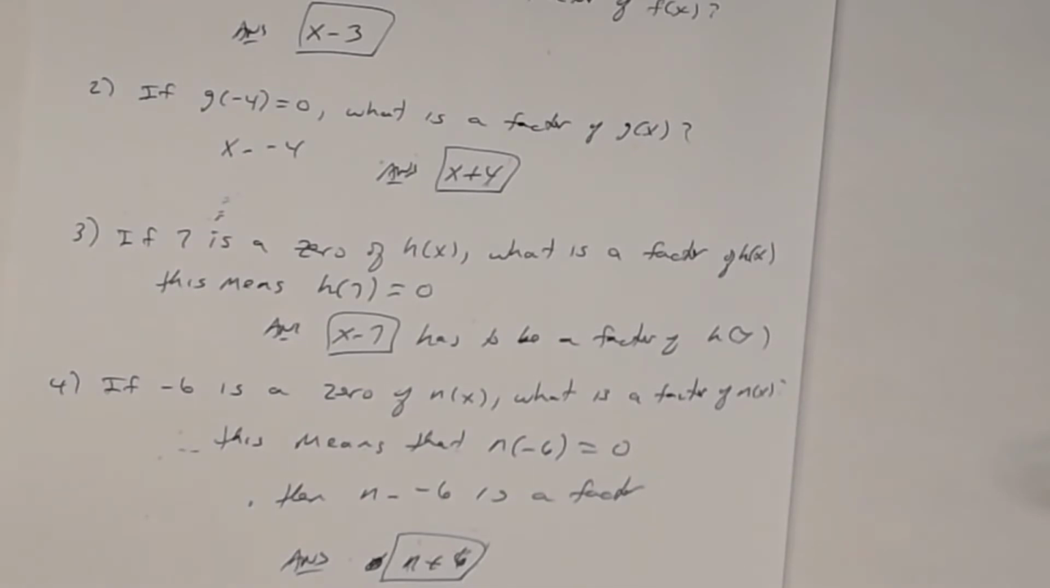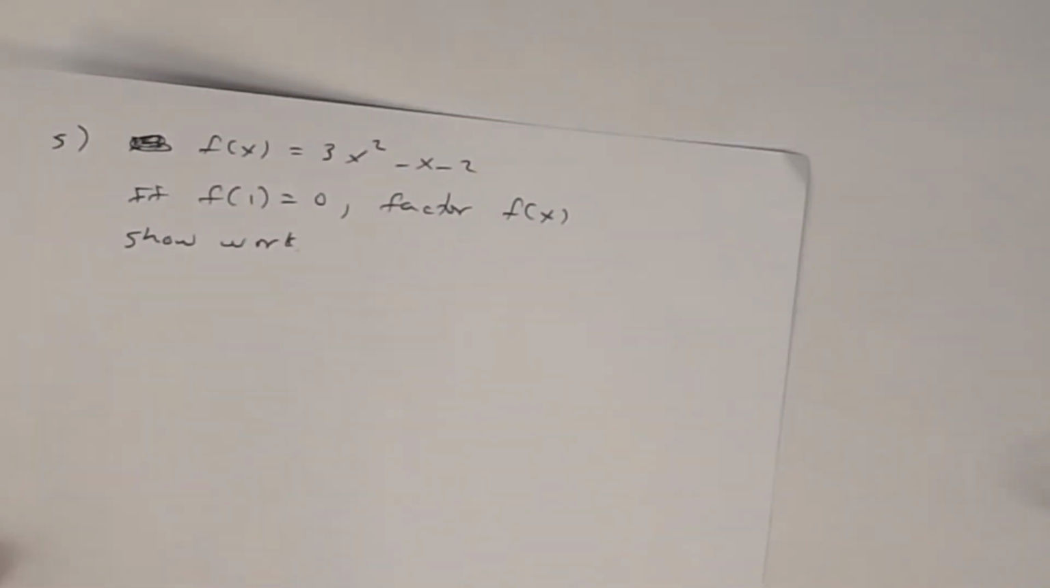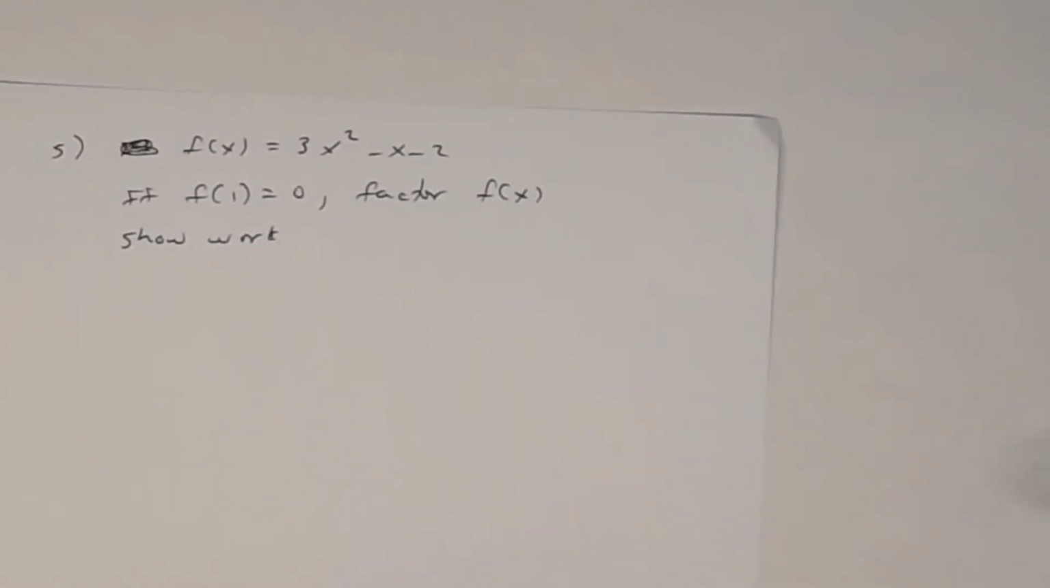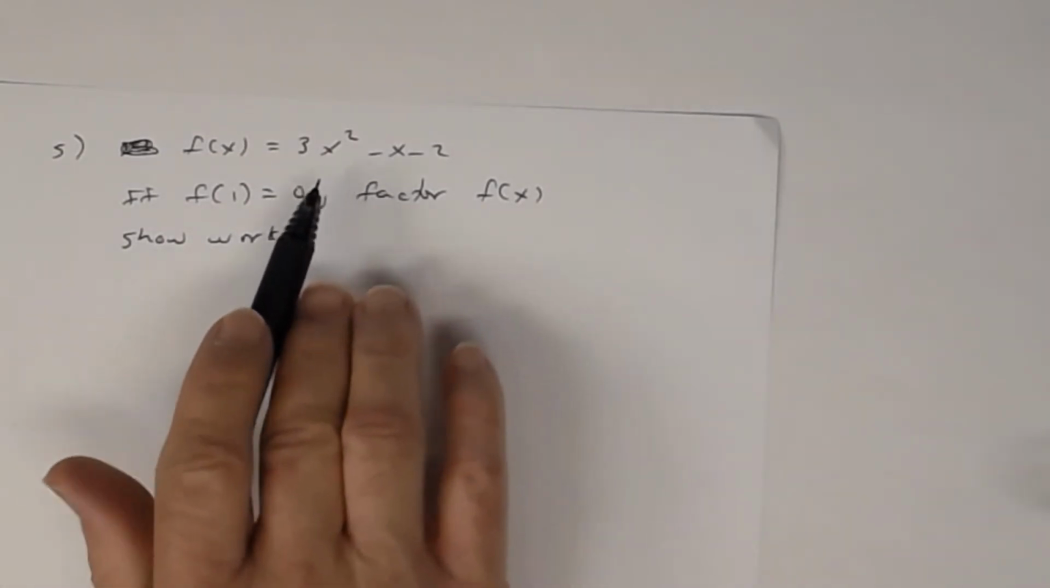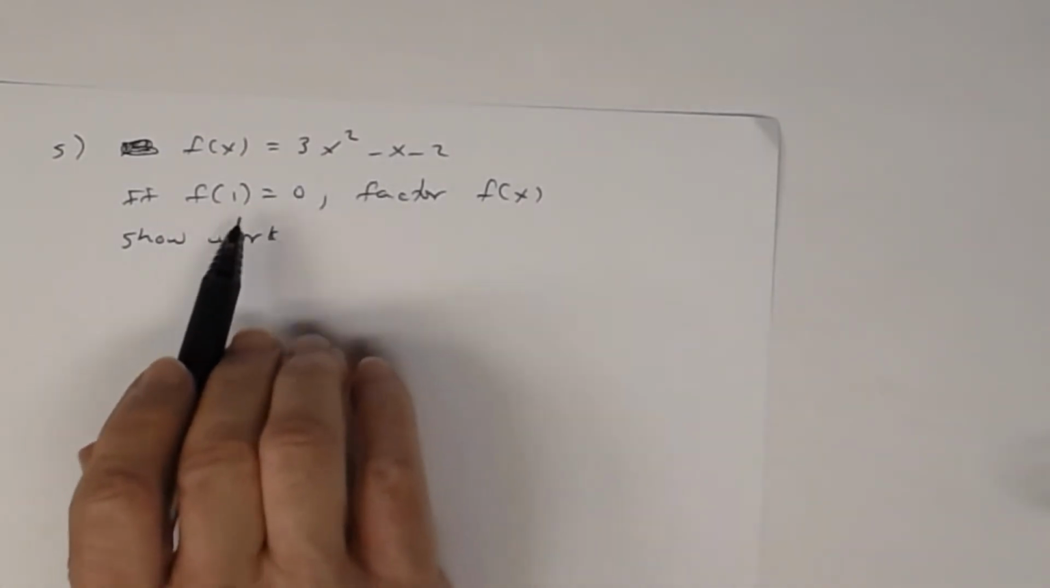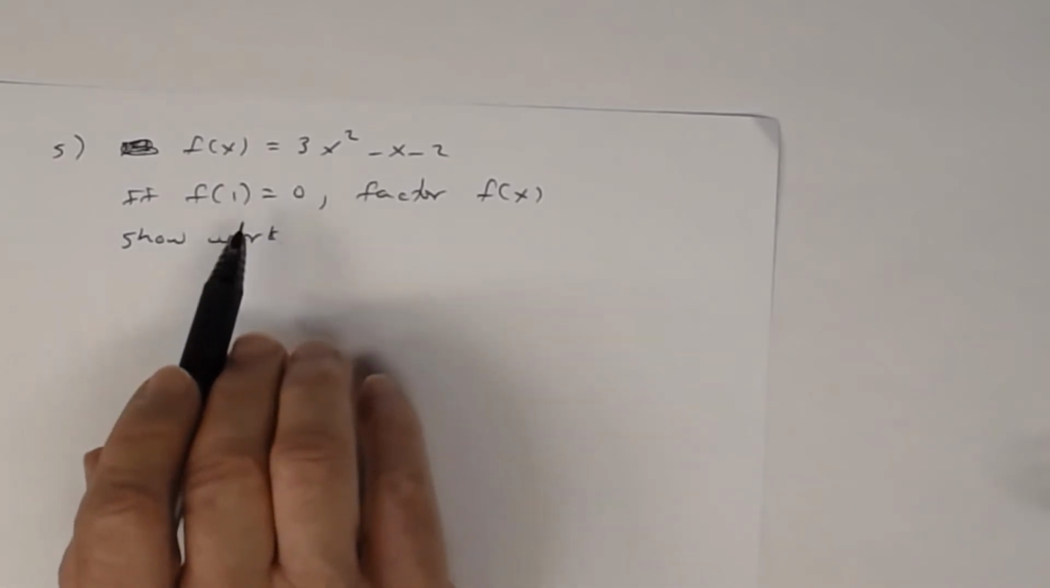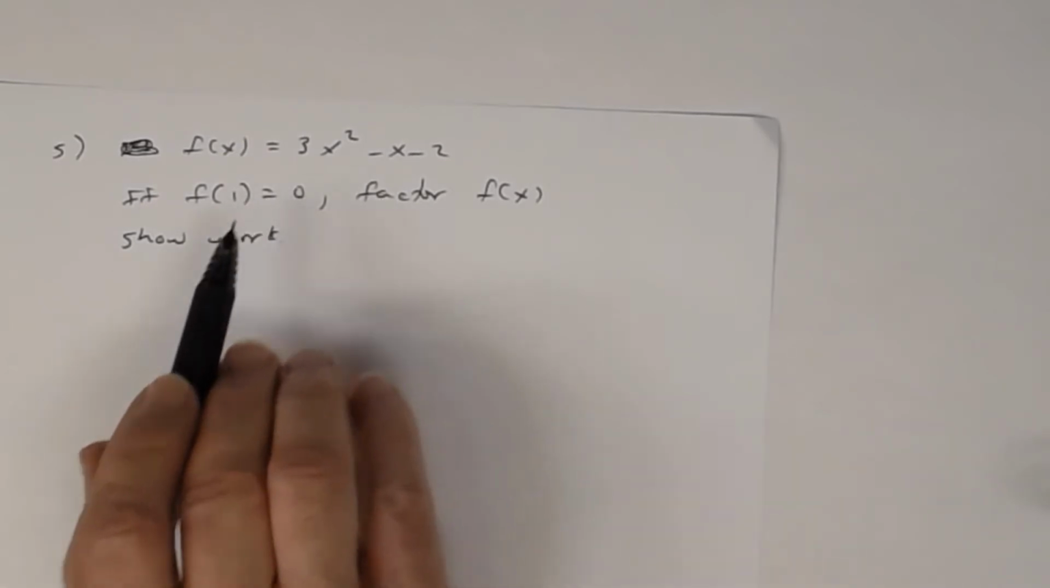All right, let's look at number 5. In number 5, you are told that f of x is 3x squared minus x minus 2, and you're told that f of 1 is equal to 0. So right away I know I can use the factor theorem to help me factor this. Now it's a quadratic, so it's easily factorable, but I want you to use the factor theorem with this.